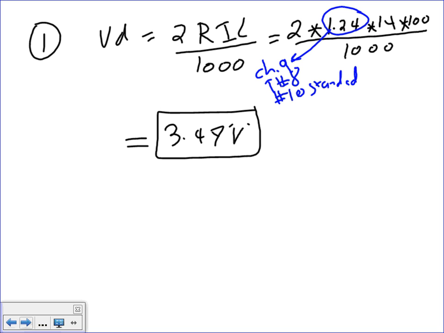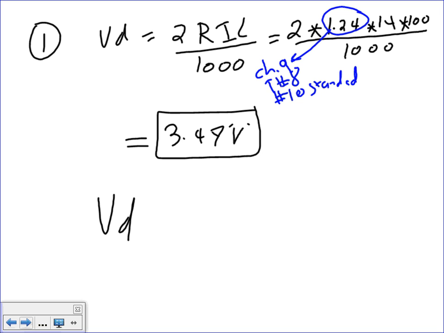Now, is this good, bad, or ugly? Stop here. The voltage drop is 3.47. How can I tell if it's good, bad, or ugly at this point? It should be 3 at least, or less. But I can't tell. You need to go back to find the voltage drop percentage.